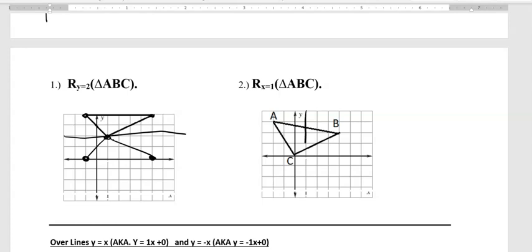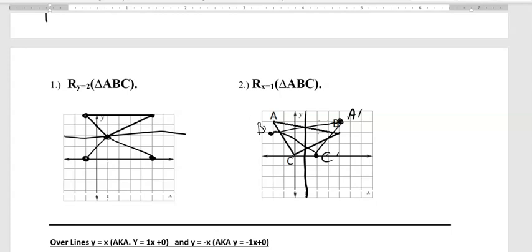Next one is x equals 1. That's our line right there. If this is 1, 2, 3 to the right, we're going to go 1, 2, 3 to the left, call that B prime. If this is 1, 2, 3 to the left, go 1, 2, 3 to the right and call it A prime. And that's 1 to the left, go 1 to the right and call that C prime. And when you connect them, that's what it looks like. Does anybody have any questions?